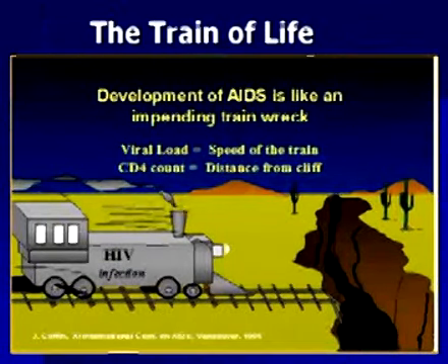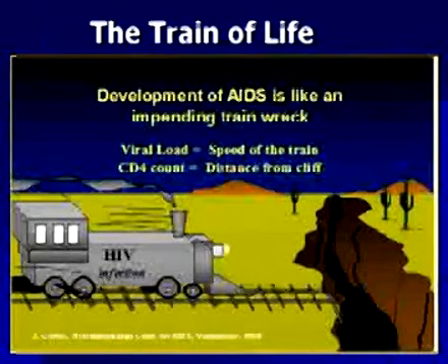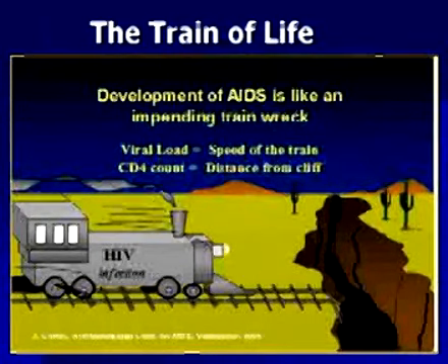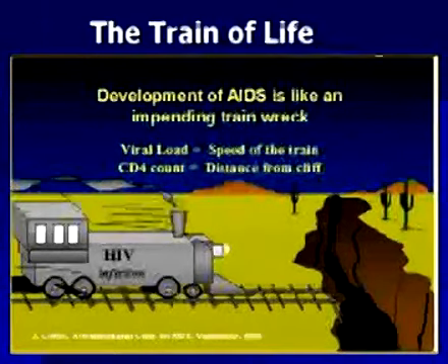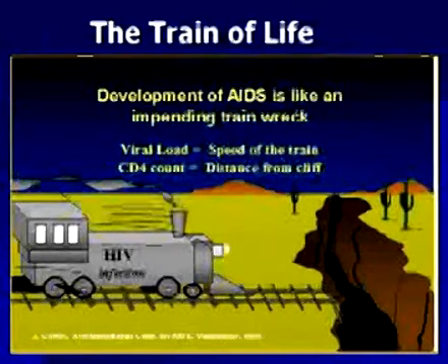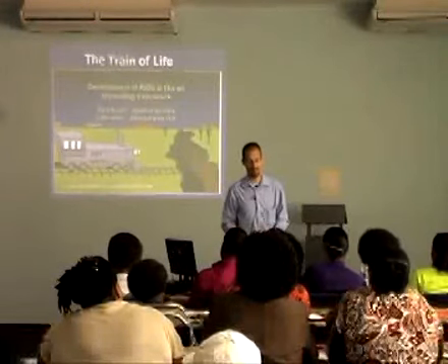And then another analogy that we saw before is the train of life analogy. Once you become infected with HIV, your life is like a train running down a track. And at the end of the track, there's a cliff. Once the train falls off the cliff, that's when the person dies. So a very good analogy of what HIV is like in the body is this train going down a track that's going to fall off the cliff.